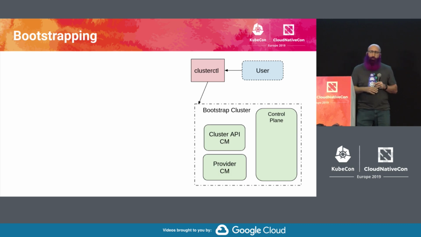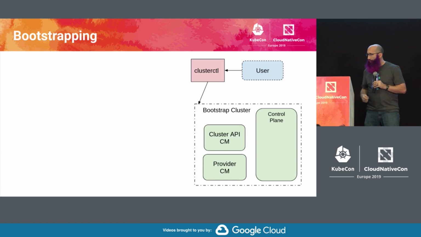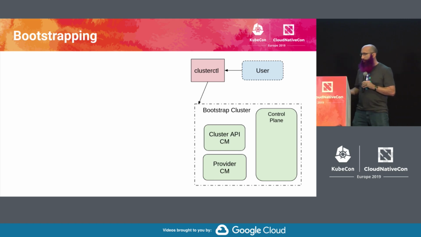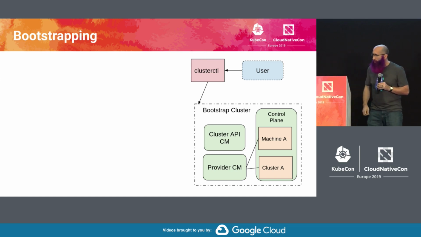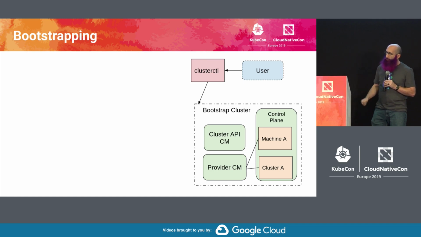So after that bootstrapping cluster is up, it deploys the Cluster API controller manager and the provider controller manager. It also installs some additional RBAC and the CRD definitions and everything it takes to actually deploy a CRD-based controller. And then it goes ahead and applies a cluster object and a machine object to that Cluster API management cluster.